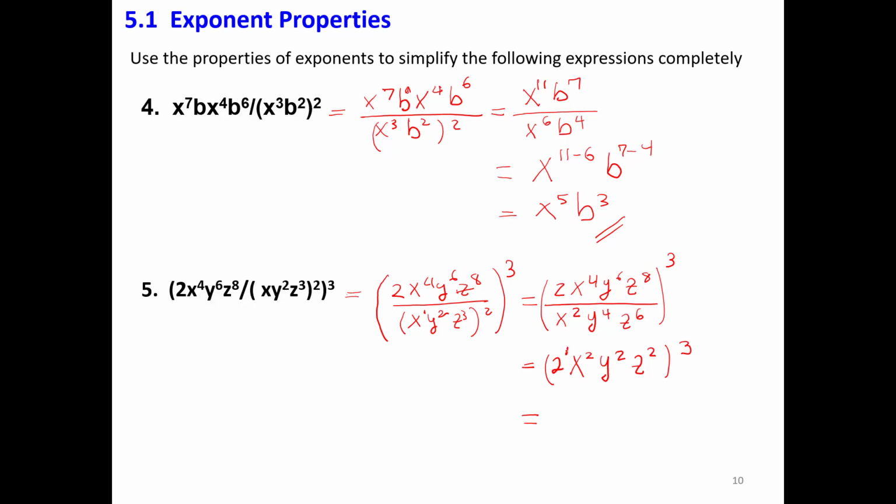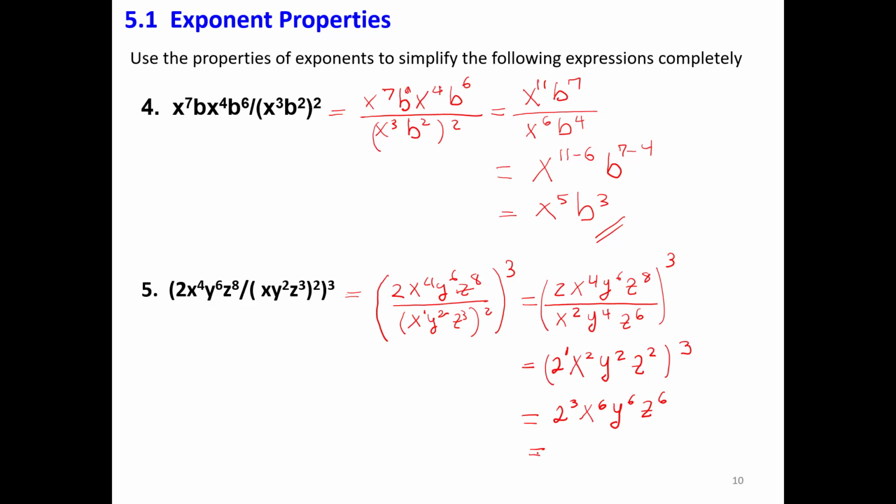Okay. Now we need to solve this one, and we need to raise to the third power also 2. Yes, it's 2. 1 times 3 is 3. X, 2 times 3 is 6. In this case, we need to multiply the exponents. 2 times 3 is 6. Z, 2 times 3 is 6.